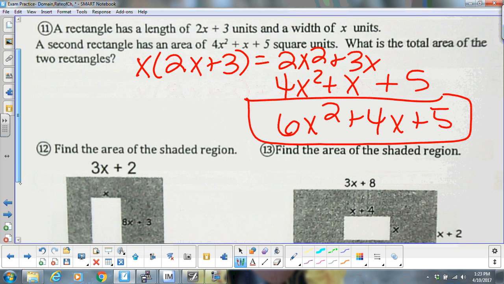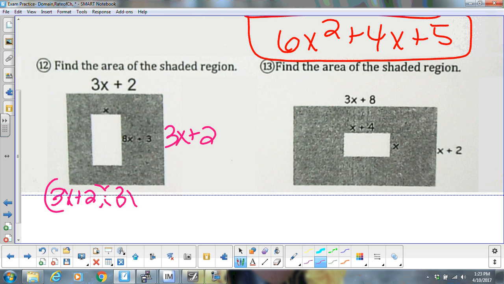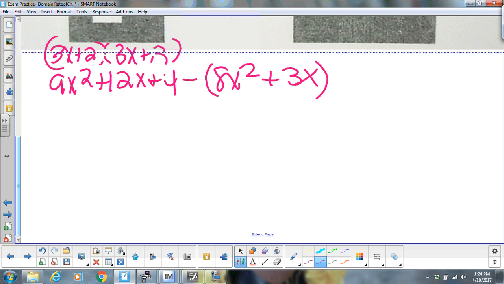And then down here on the bottom, number 12 or 13, I will do 12. That's going to make this side 3x plus 2, so I'm going to multiply those together, which is going to give you 9x squared plus 12x plus 4. Then I'm going to subtract out the other, so that's going to be this times x, which is going to be 8x squared plus 3x. And when you do that, you should end up with a final answer of x squared plus 9x plus 4.